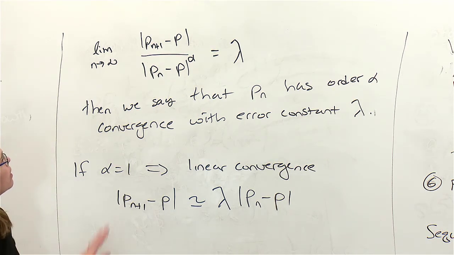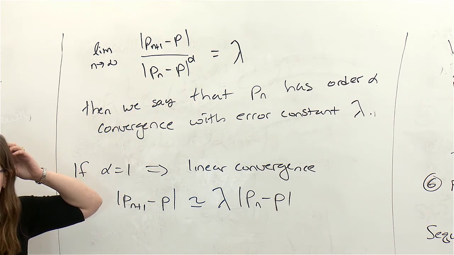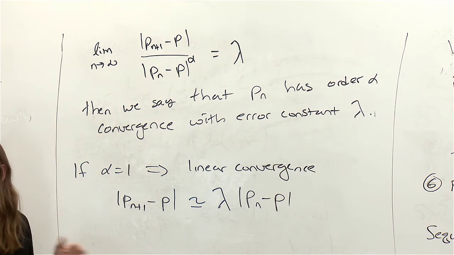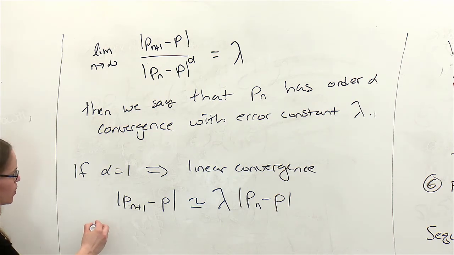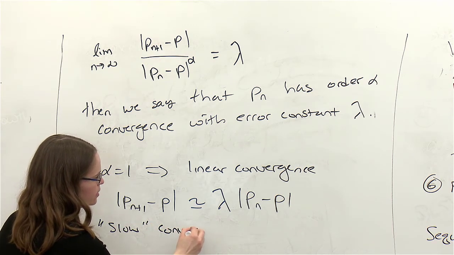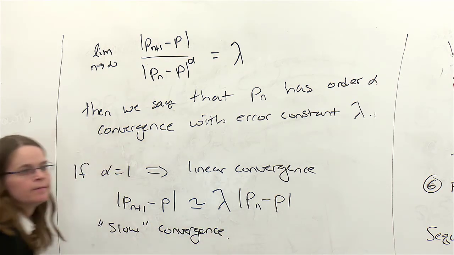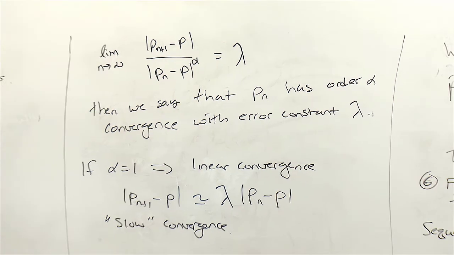So, I mean, for the linear case, O of n would have more to do with the size of these terms. So this is what we're going to call slow convergence. Linear convergence will get us there. There's always a trade-off.